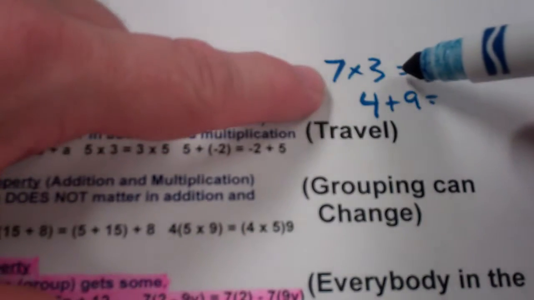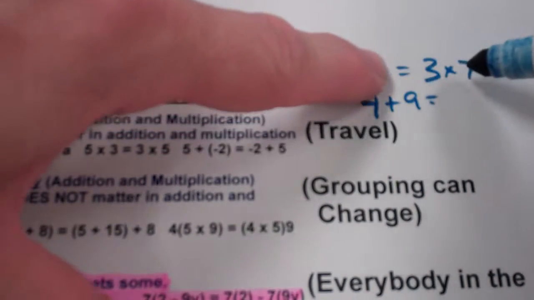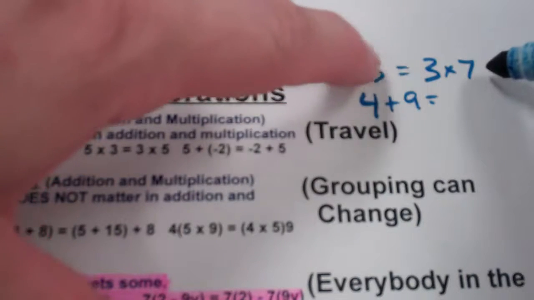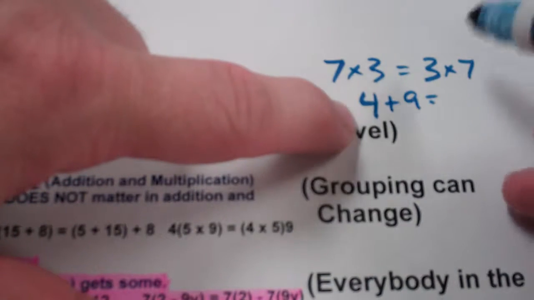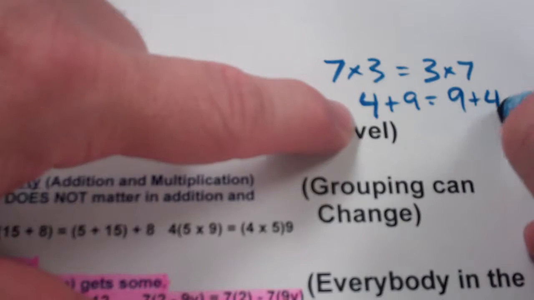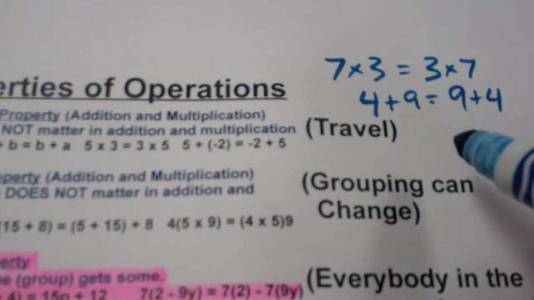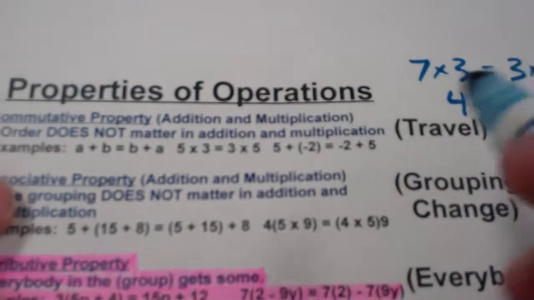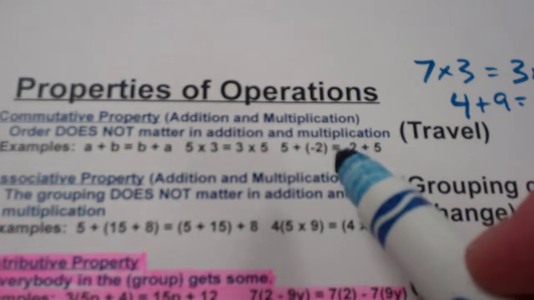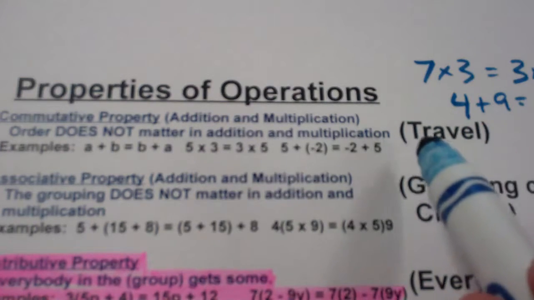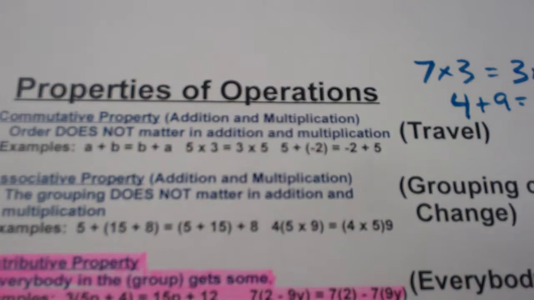For example, 7 times 3 is the math fact for 21. Well, 3 times 7 is also 21. 4 plus 9 is the same as 9 plus 4. So in other words, order does not matter in addition and multiplication. That's not true for subtraction and division, but the commutative property of addition and the commutative property of multiplication say things can travel in the problem if it's addition or multiplication.